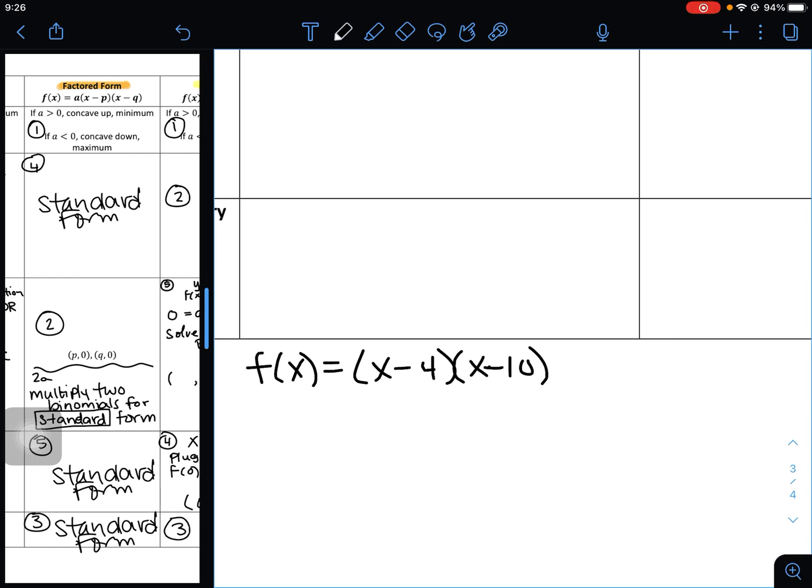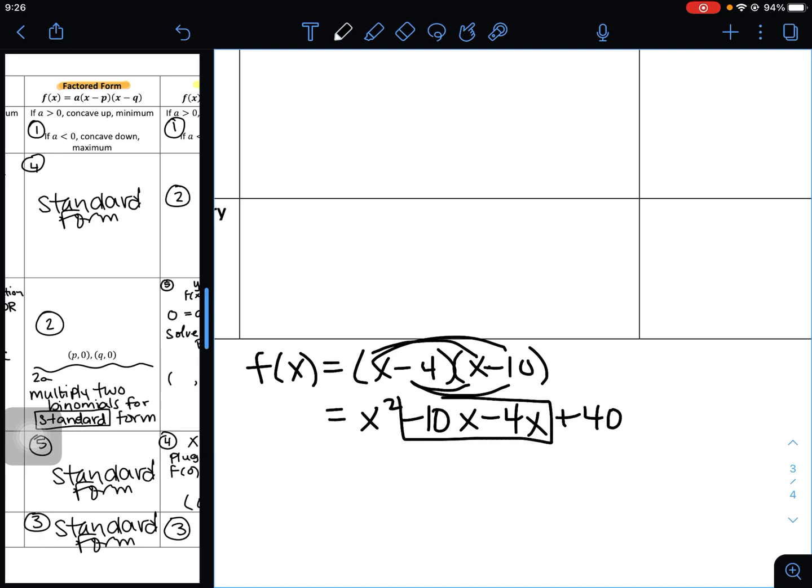So x times x is x squared. X times negative 10 is negative 10x. We'll multiply negative 4 times x to get negative 4x, and then negative 4 times negative 10 is positive 40. Add those two like terms in the middle, and our final simplified function here is f of x equals x squared minus 14x plus 40.